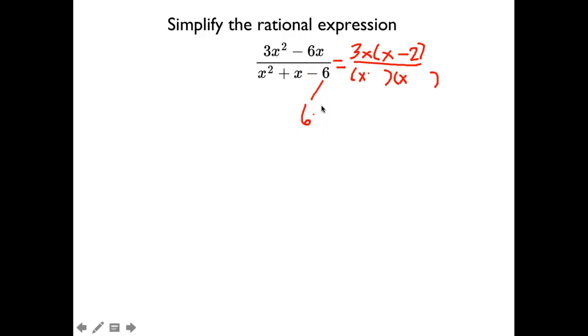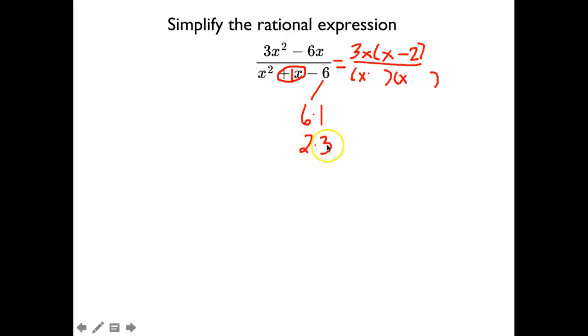So 6 times 1 could be a multiple, or 2 times 3, and you have to figure out which one it's going to be. You need to be able to add or subtract these numbers to make this number here, which is positive 1x. I can't add or subtract 6 and 1 to make 1. It's either going to be 7 or 5 if I subtract them. For this one, if I add them, it's 5.